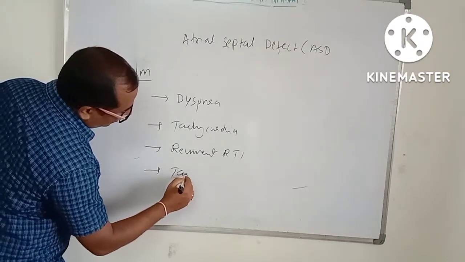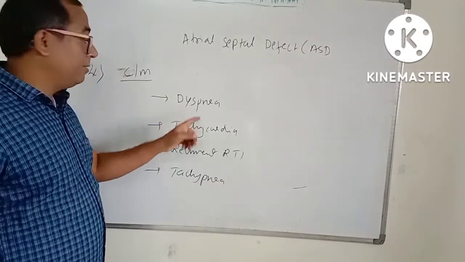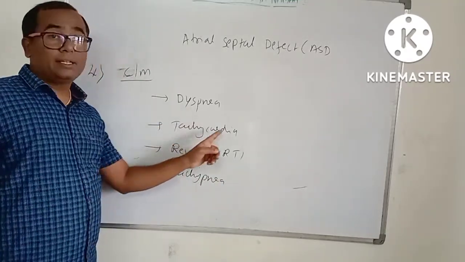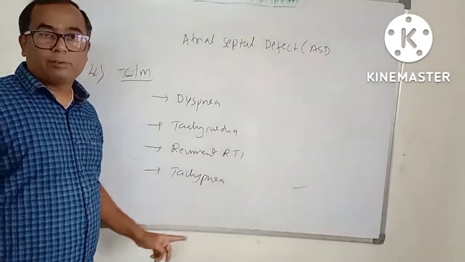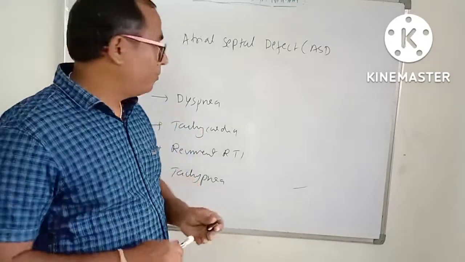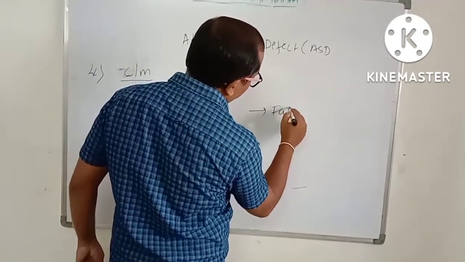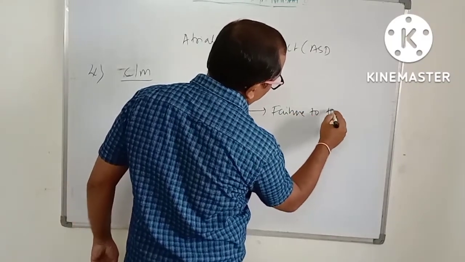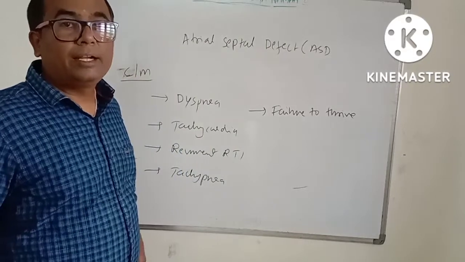So one more is tachypnea. Dyspnea means difficulty in breathing, tachycardia means increased heart rate more than 100, and recurrent respiratory tract infection is because of pulmonary edema, and tachypnea is increased respiratory rate more than 24 per minute. And apart from this, there will be failure to thrive. So the child will not have optimum achievement of height and weight.